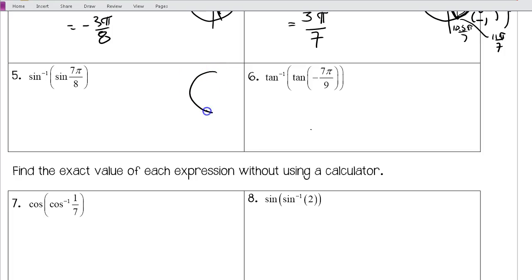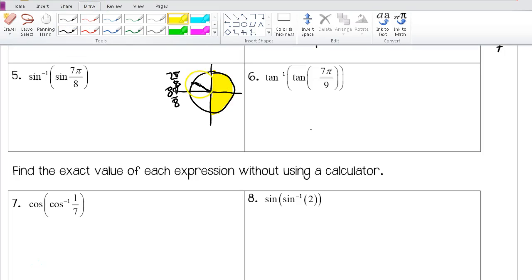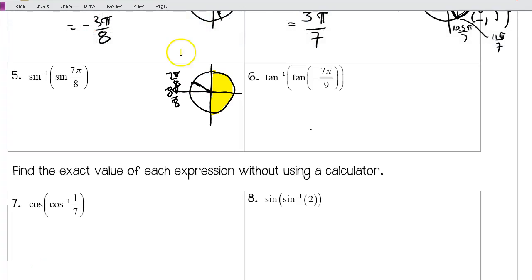We've got 7 pi over 8. So I know that this would be 8 pi over 8, which means that 7 pi over 8 would be somewhere over here. And since we're dealing with sine inverse, I know I've got to be on this part of the circle, and this angle is clearly not on the right half of the circle. But I can look at another angle that has the same sine value.